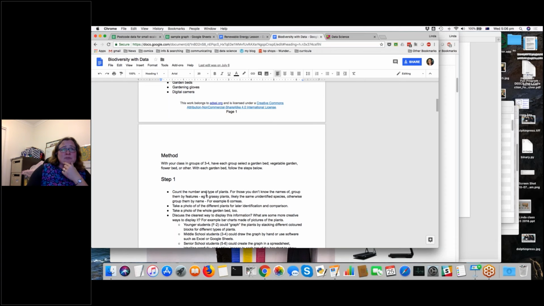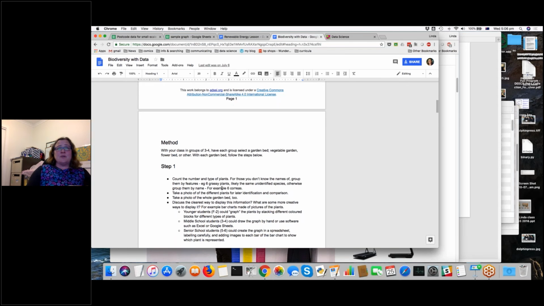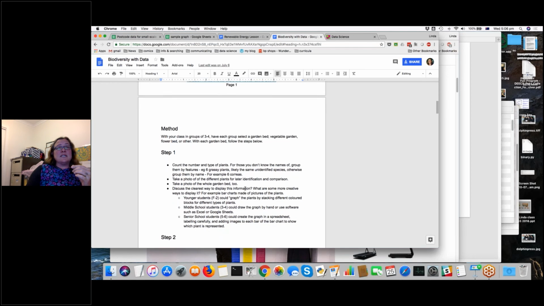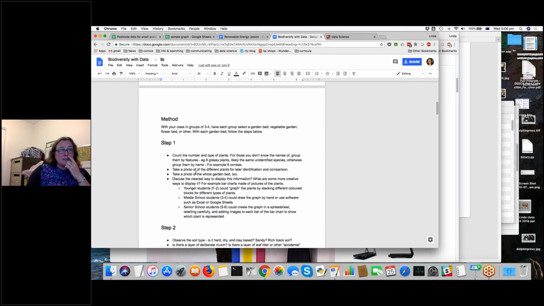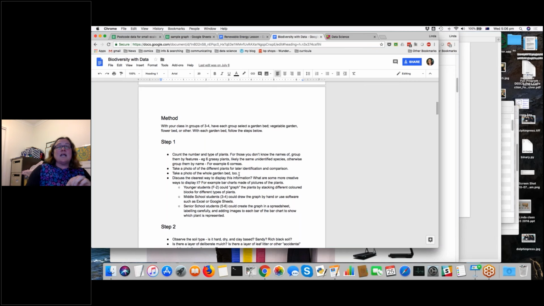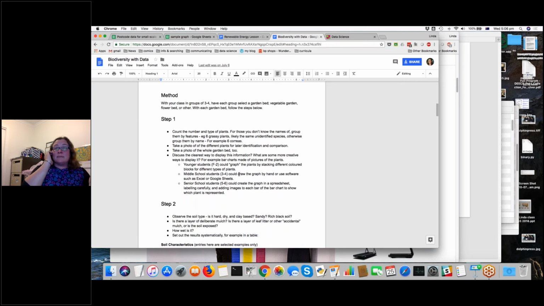So you count the number and types of plants, and you group them. If you know the names of the plants or can identify them in some way, then you group them that way, but otherwise you can just group them by features, so grassy plants, flowering plants, something like that. And ideally, take photos of different plants so that you can help identify them, and take a photo of the whole garden bed as well. And then think about how you might display this information.